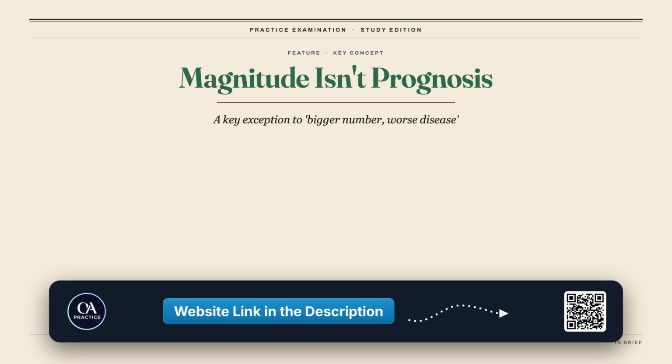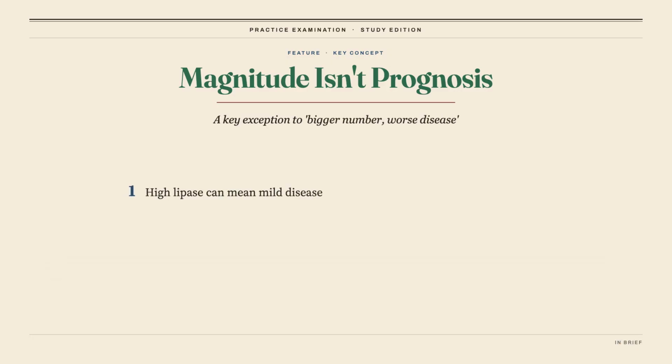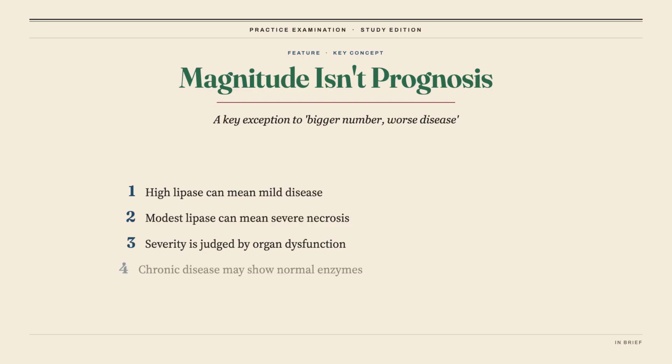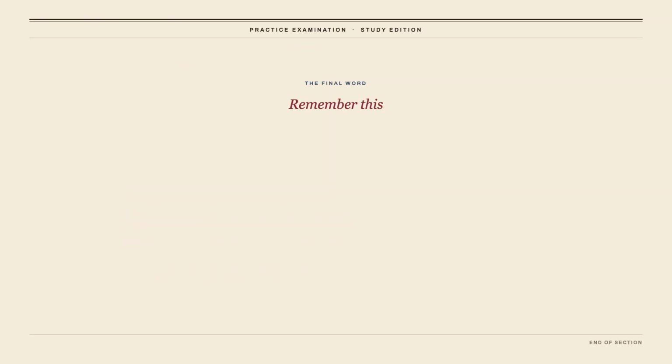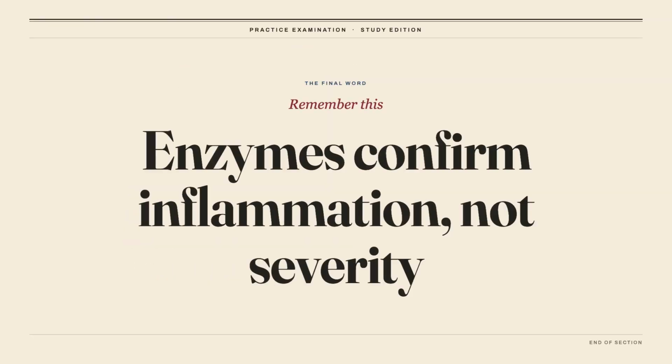Here's the counterintuitive part. The size of the elevation carries no prognostic weight. A lipase of 2,400 isn't worse than 420. Severity is judged by organ dysfunction and lab trends instead, and in chronic pancreatitis, a normal lipase can mean tissue has already been destroyed, not that the patient is well. Use lipase for its duration and specificity, but judge severity by organ function, and never delay feeding just because a number hasn't normalized.